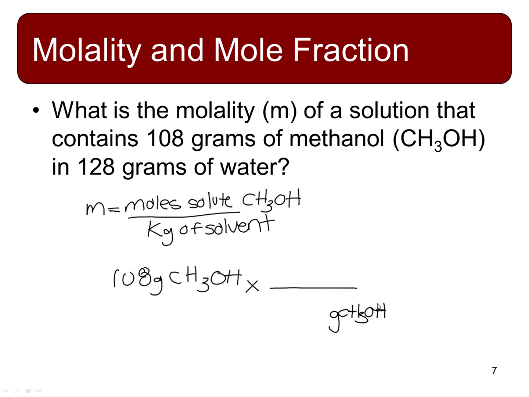Looking on the periodic table, we have 12.01 for carbon, 16 for oxygen atomic weight, and then we have 4 hydrogens, which are about 1.01 each. So we should end up at about 32. I went ahead and rounded. It's always out of 1 mole.